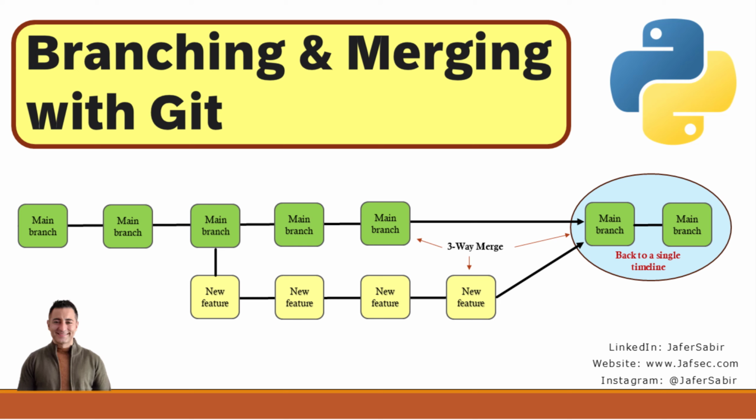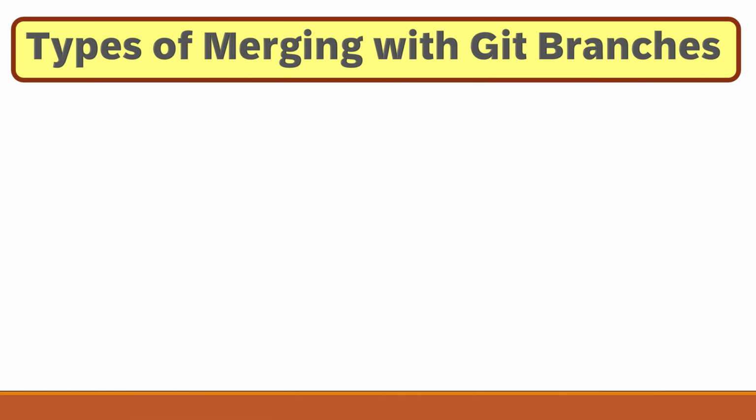In this video we're going to have a look at branching and merging changes using Git. We have a few options with the types of merges we can do on Git branches, but the two main ones we will be having a look at is the fast forward merge and the three-way merge. Let's begin with the simplest of merges, which is the fast forward merge.